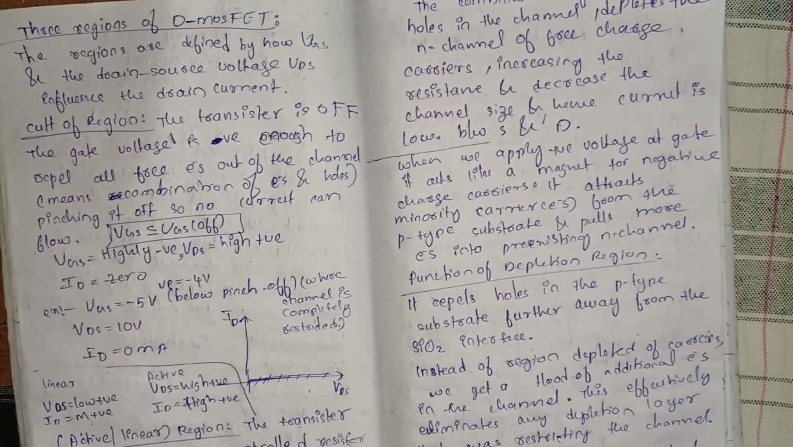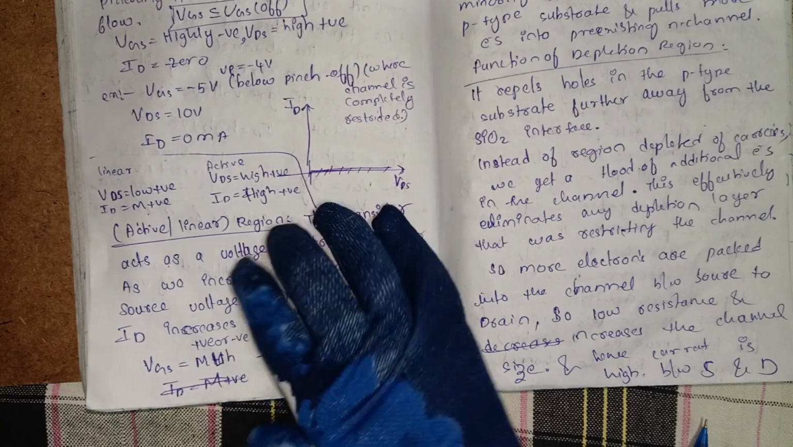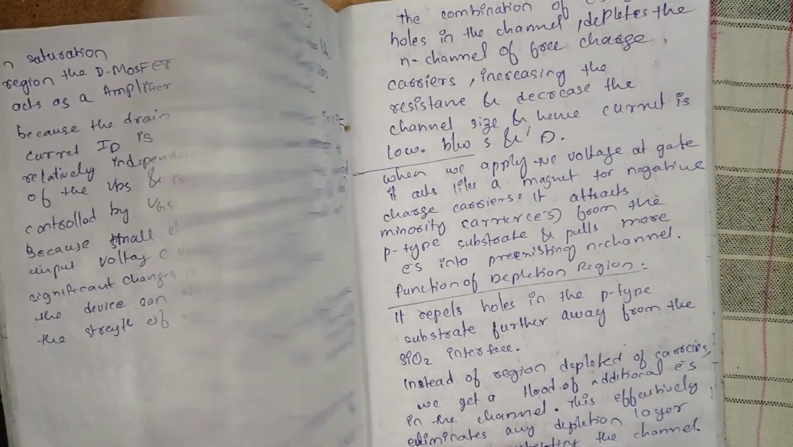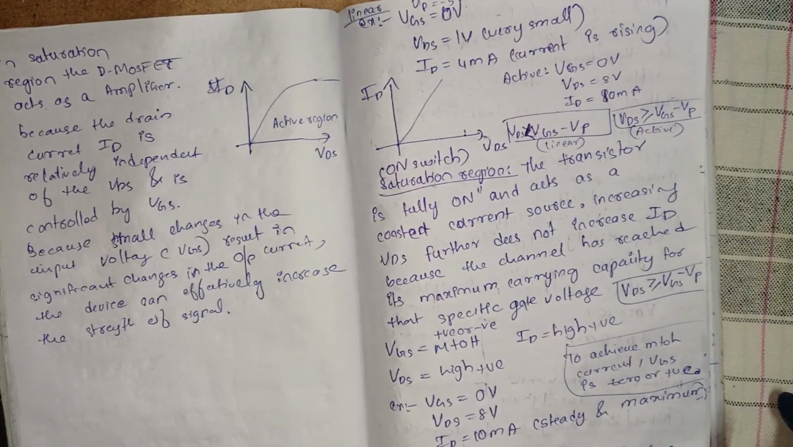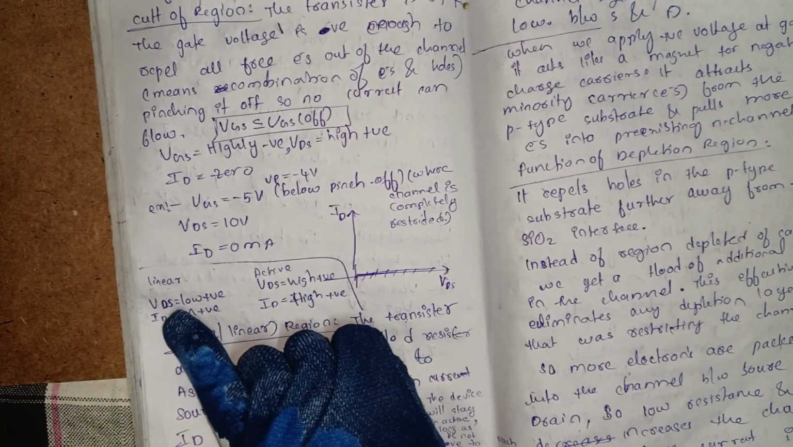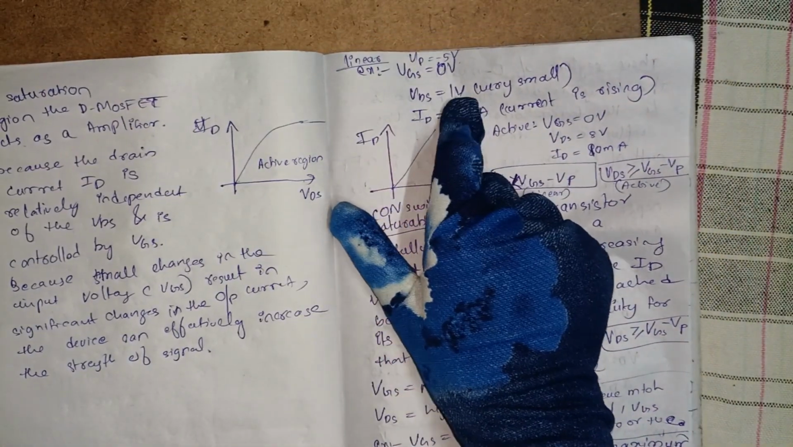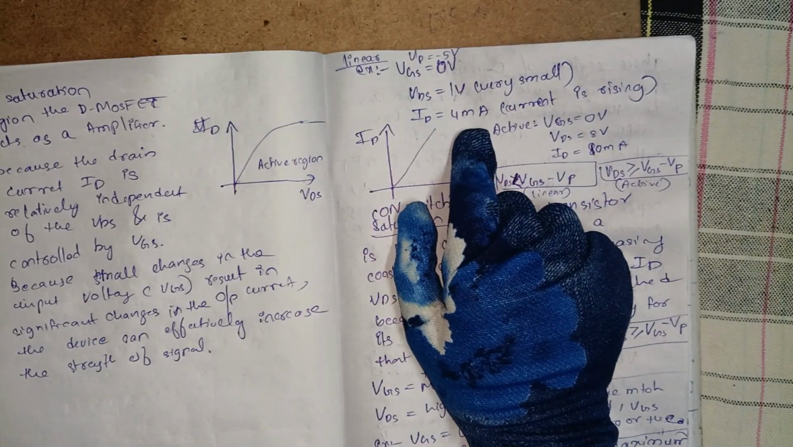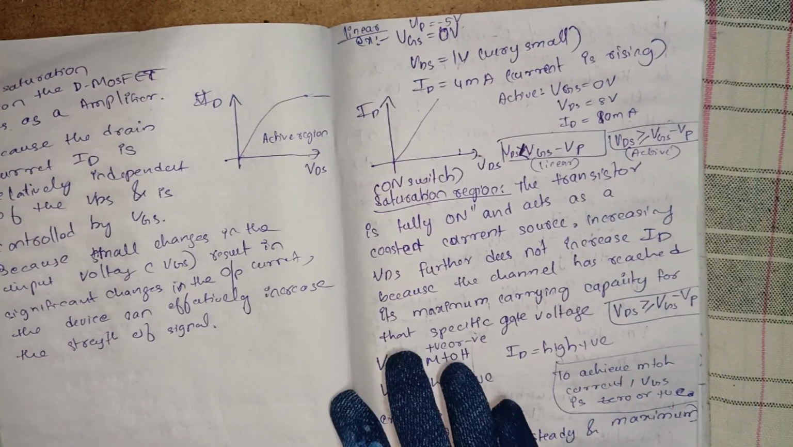So here VGS can be positive or negative, medium to high. So we have taken 0. Okay, it satisfies. Then VDS in the linear region should be low positive and ID should be medium positive. So VDS is low positive, 1 volt, and ID is medium positive, that is 4 microamperes.